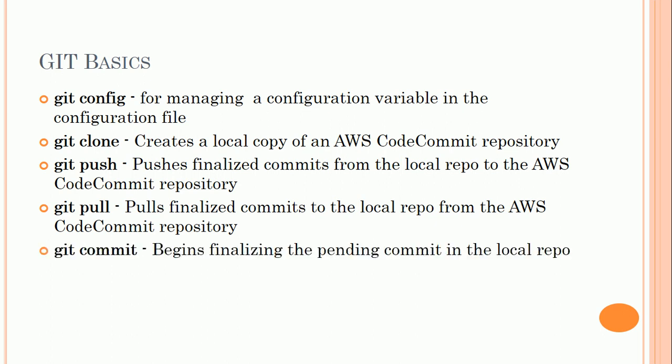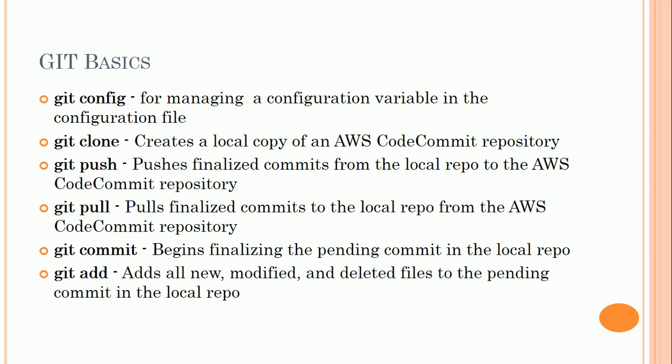Git commit. The git commit command is used to finalize the pending commit in the local repository. And git add. The git add command is used to add all new, modified and deleted files to the pending commit in the local repository. So all these commands we are frequently going to use in this module. So let's move ahead to the next topic.